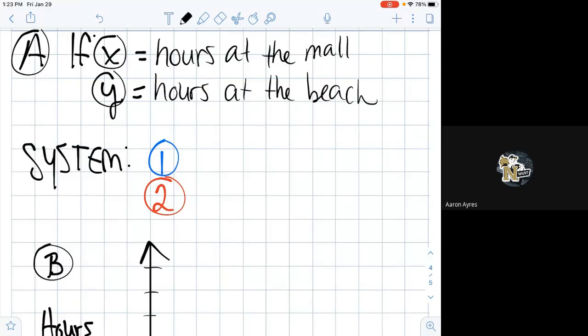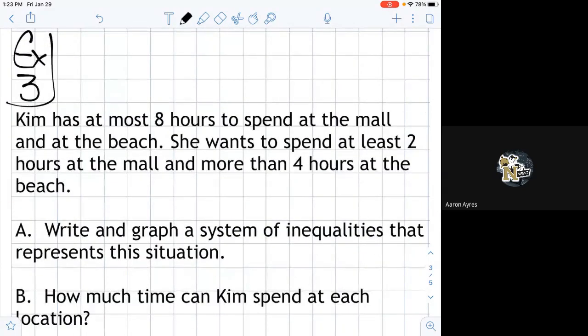Now, who can raise their hand and give me one of the equations or inequalities for this system? Random. How'd you get that?